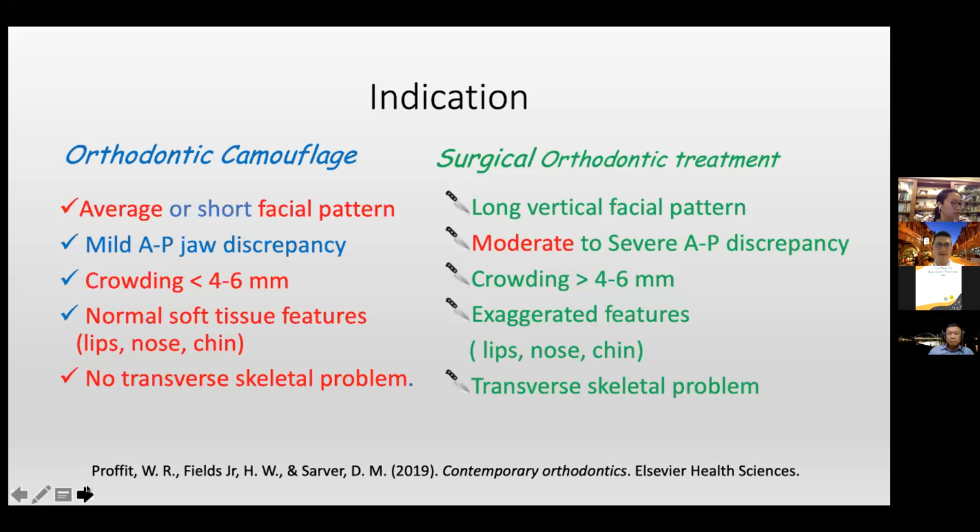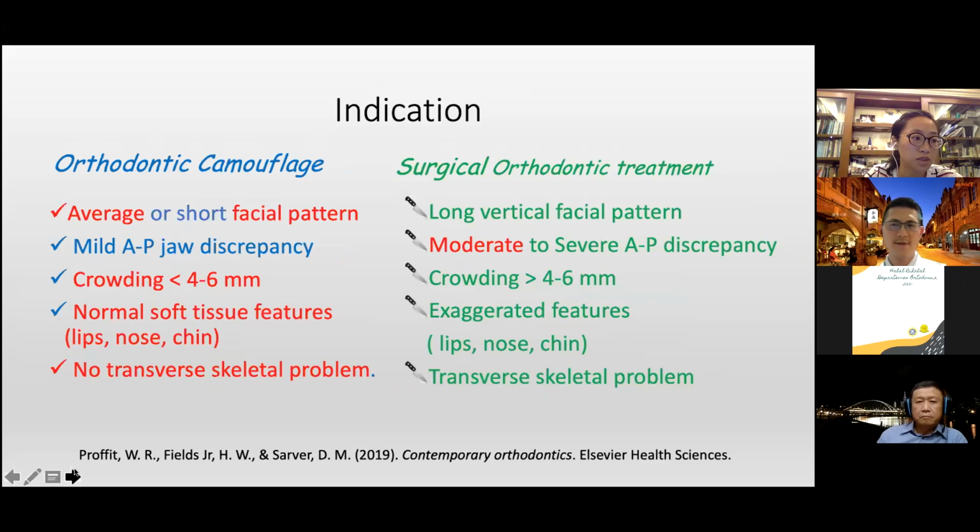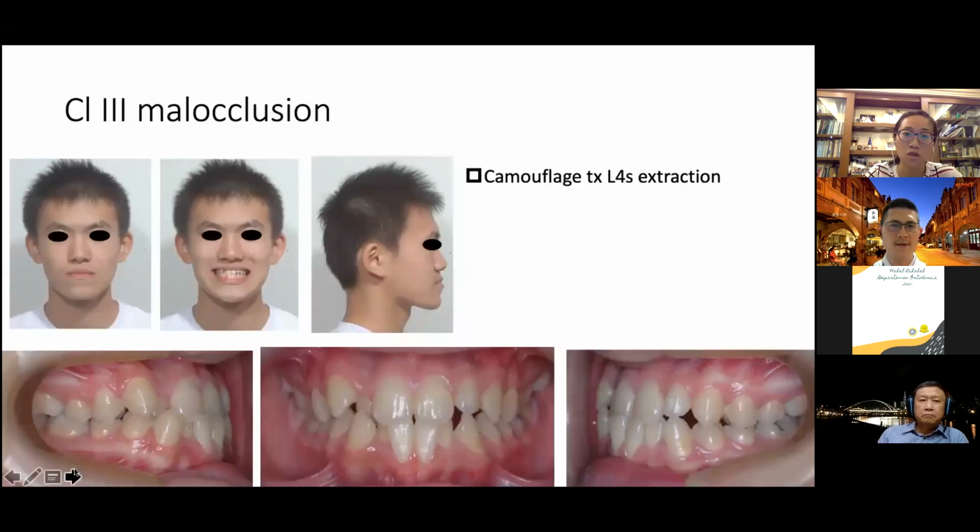According to the profile guideline, he fits more criteria in the blue one, which is the orthodontic camouflage treatment, including an average facial pattern, crowding less than 4 to 6 millimeters, normal soft tissue features, and no transverse skeletal problem. So he received camouflage treatment with lower premolar extraction.